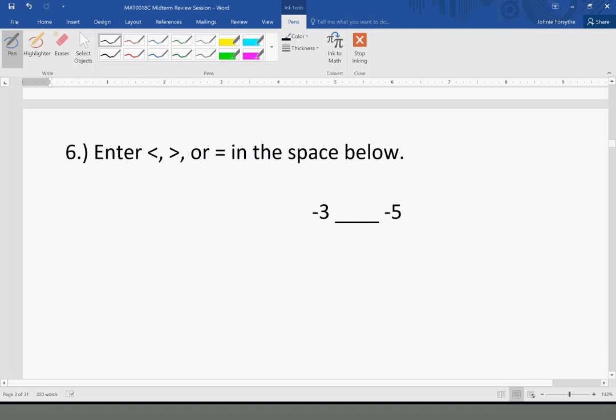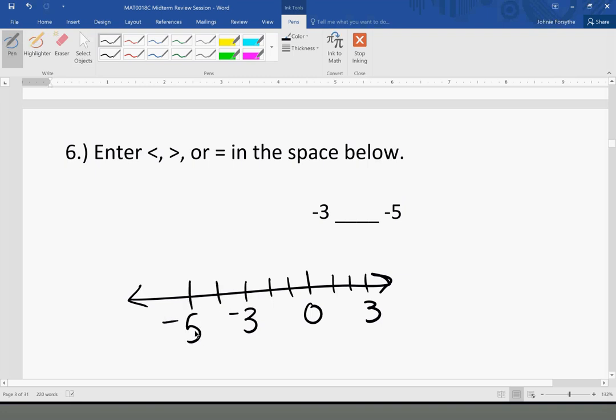So we have -3 and -5. So let's think about a number line. If I put a 0 here, 1, 2, +3 would be to the right, so -3 would be to the left. And so -5 would be further to the left. So -5, because that's to the left of -3, is going to be less than -3. And since -3 is to the right of -5, -3 is greater than -5.